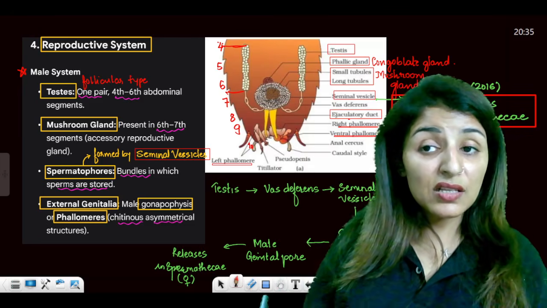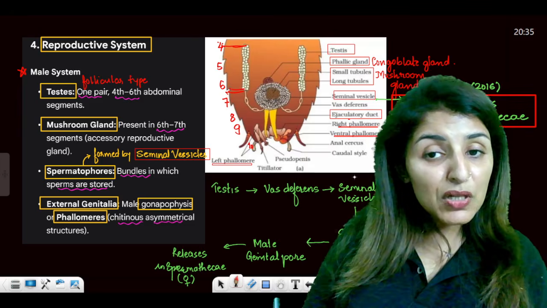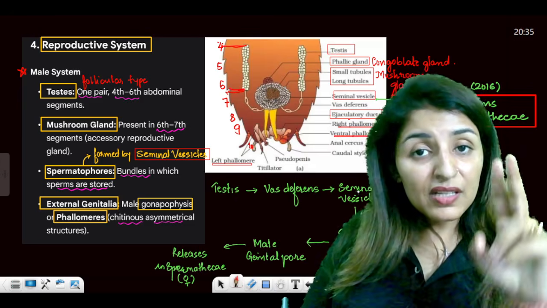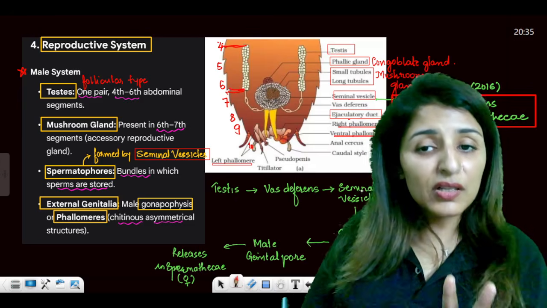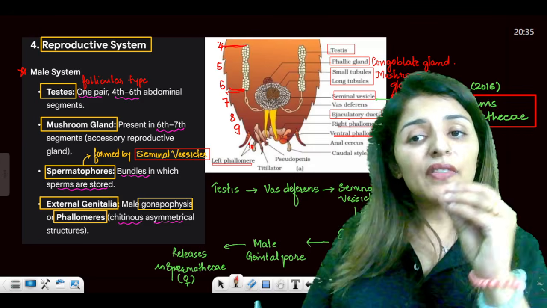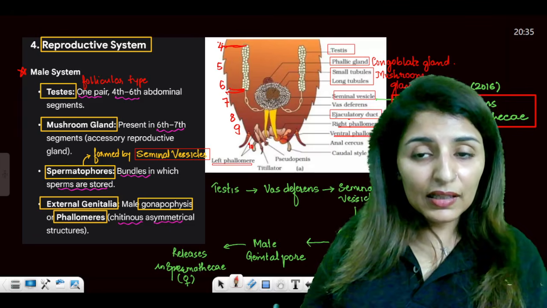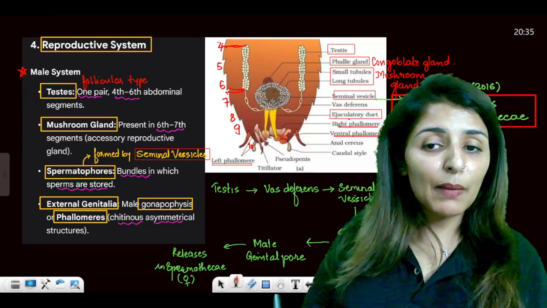Now, this question was asked in 2016. Where are sperms stored? In the seminal vesicle. Testes produces them, vas deferens will transport the sperms into the vesicle, and seminal vesicle will store the sperms and form spermathecae, the group. Is that clear? That ball of sperms is known as spermatheca.